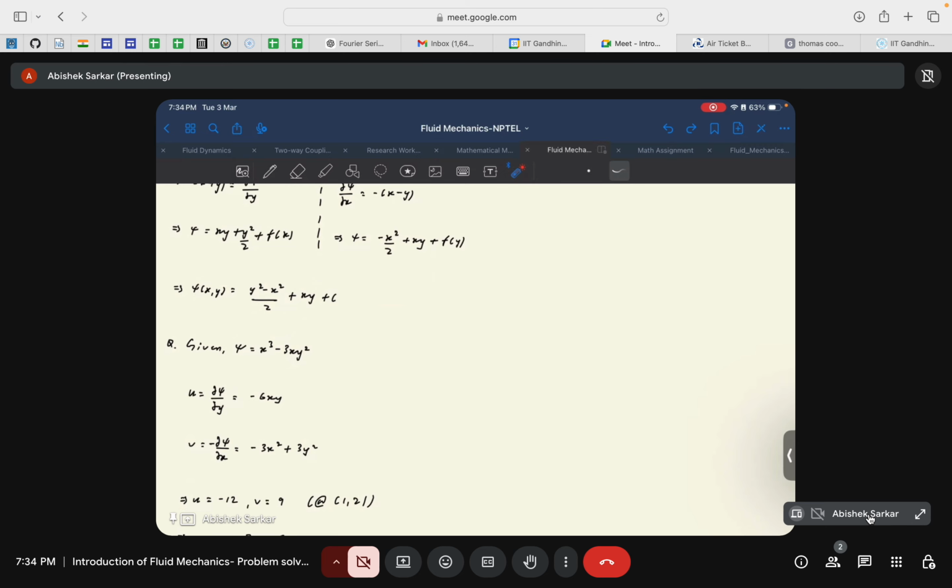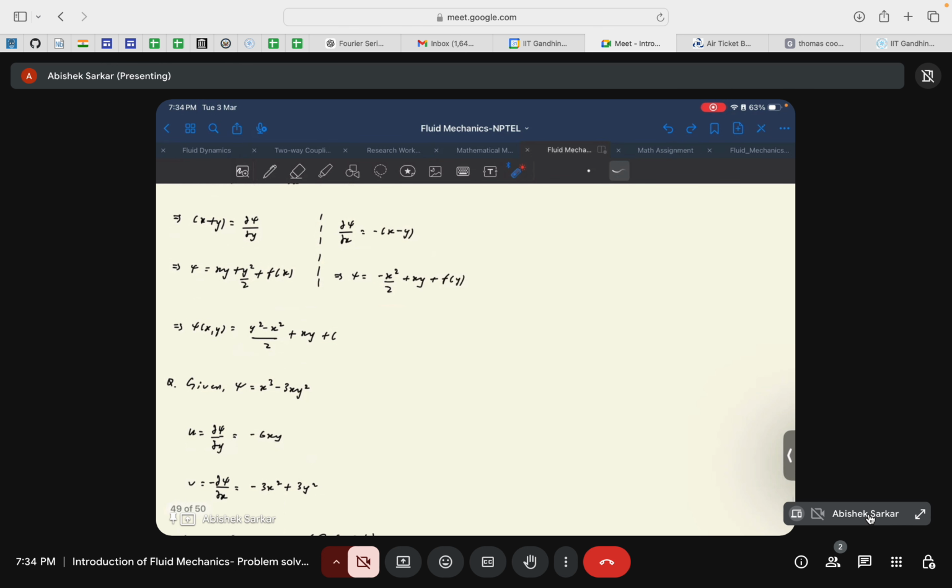Okay. Again, just to revise, I was not able to make it quite clear in your mind, but let us try it again. Let us first look into this expression, the expression obtained by integrating this equation. So we have psi is xy plus y square plus some function of x that I don't know. Now I integrate this equation. I will get psi as minus x square by 2 plus xy plus some function of y.